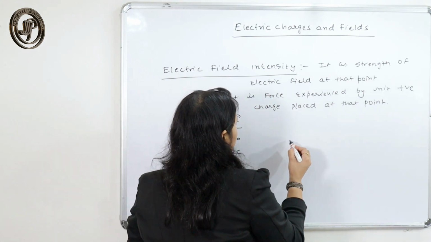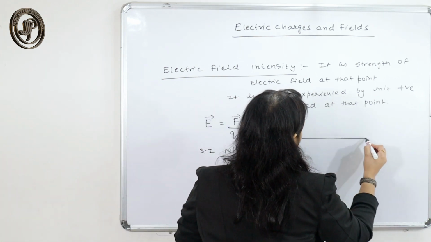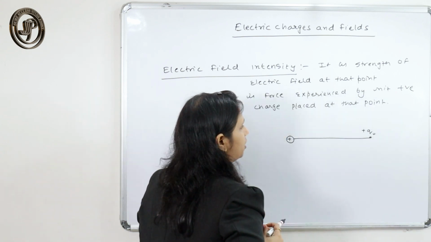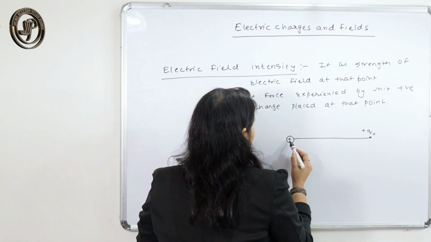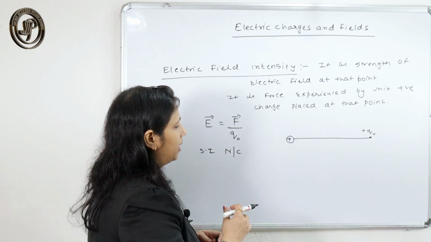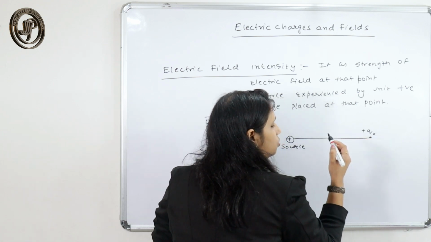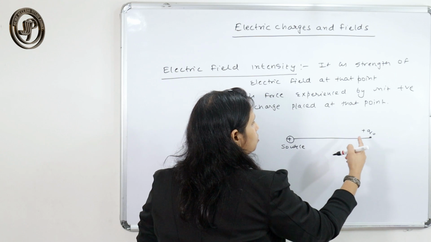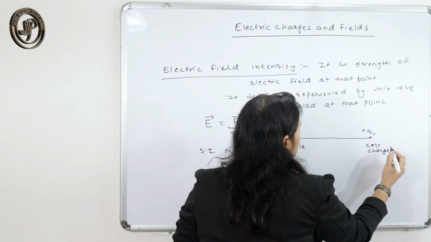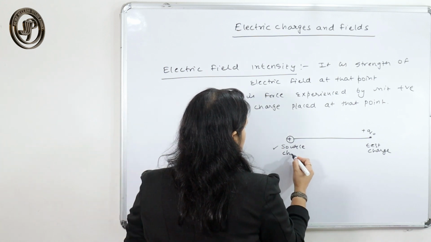So if I take here the charge plus Q, and here is the unit positive test charge, this produces the electric field around that area. This is called the source charge, and the other one is used to detect the presence of electric field. So this is called the test charge. The charge which is producing the electric field is called the source charge.